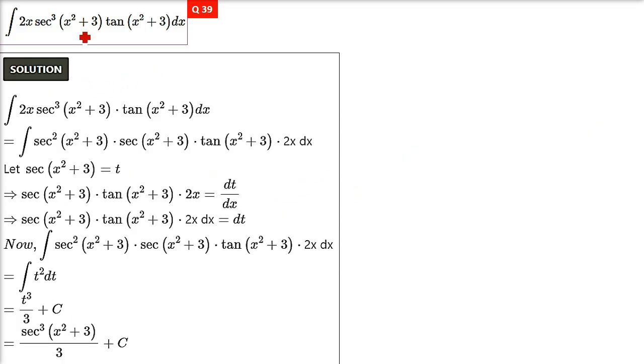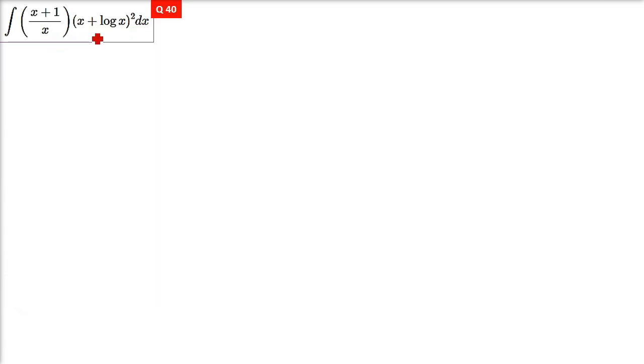Now how to write it is again important. So for that you can follow this scheme which is shown here. Just one thing is sec cube will be written as sec and sec square. Now (x plus 1 divided by x) and (x plus log x) whole square. Now x plus log x will directly give you x plus 1 by x. That you already know, we have done this question in the previous exercises.